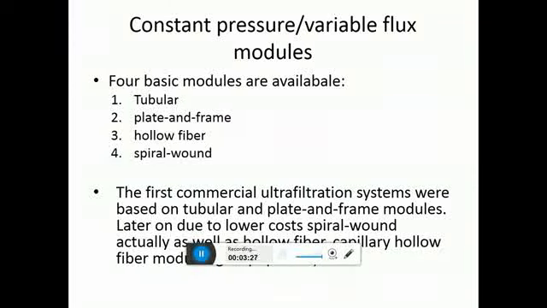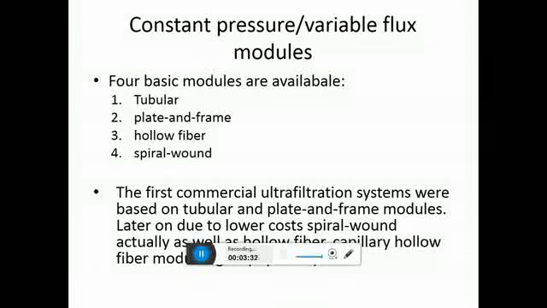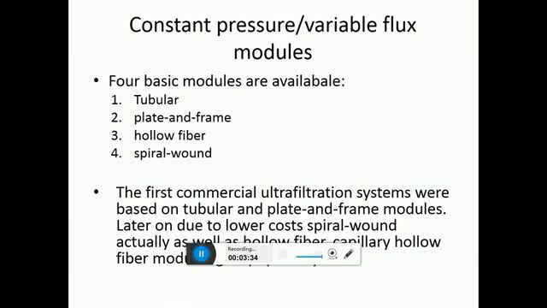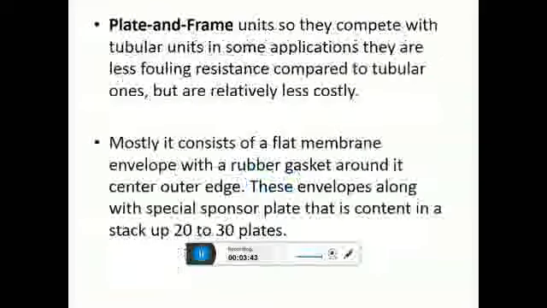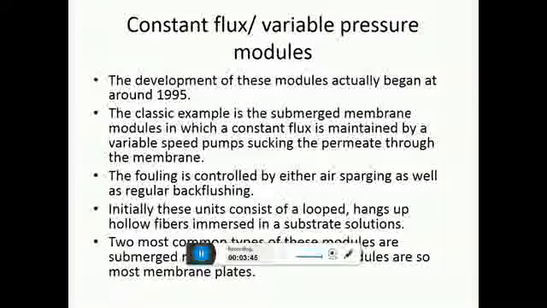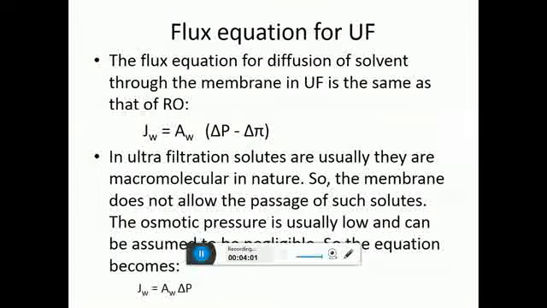Yes, one thing: the ultrafiltration membrane operation can be done in 2 ways. One is constant pressure and variable flux. By the name you know, here the pressure is constant and the flux varies. For this purpose, these 4 modules are available. The next one is constant flux but variable pressure. Here flux remains constant and we vary our operating pressure. For this, capillary types of modules are applicable.